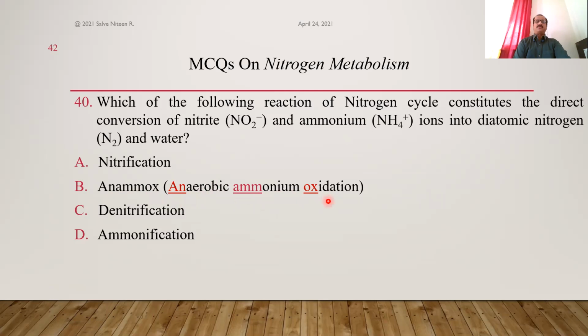Anaerobic ammonium oxidation. So this is anaerobic in the sense that the ammonium is acted upon by some bacteria in the absence of oxygen. Instead of oxygen, they take nitrite as the final electron acceptor, and then they get energy by this oxidation. So here the answer is B. Question number 40, the answer is option B.